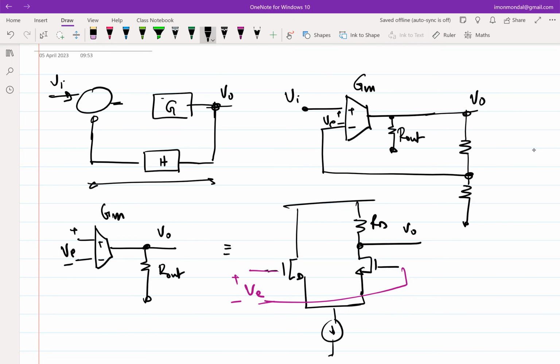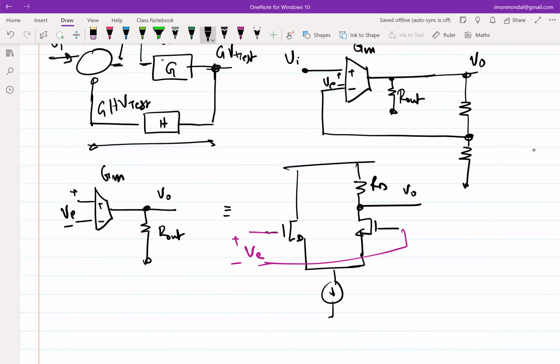Let's say you break it here and you apply a test voltage V test and see what comes back, right? So this becomes G times V test. This becomes G times H times V test. This becomes minus GH times V test. So the ratio between whatever comes back, let me call this V return, to whatever you applied, the negative sign of that is the loop gain, right?